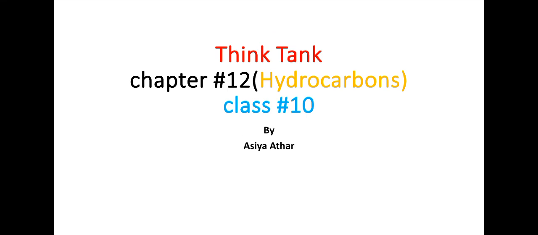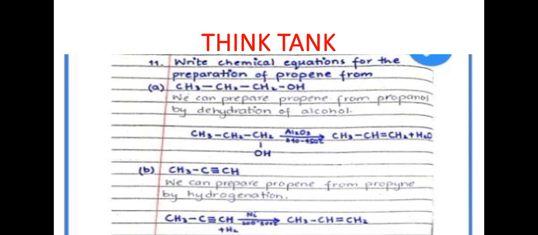Today we are discussing the think tank, and this think tank is given in chapter number 12. Name of the chapter is hydrocarbon, and this chapter is given in the chemistry syllabus recommended for the 10th class. See the first question of think tank. Question number 11. This is the first question of think tank, and this is the 11th question according to review exercise. Write chemical equation for the preparation of propene from propanol and propine.